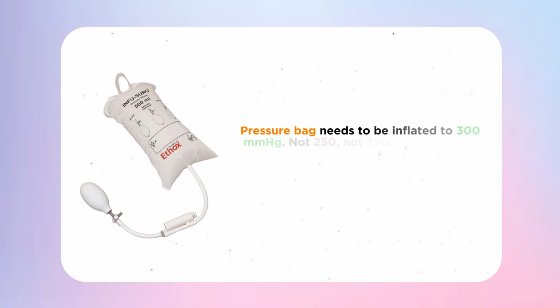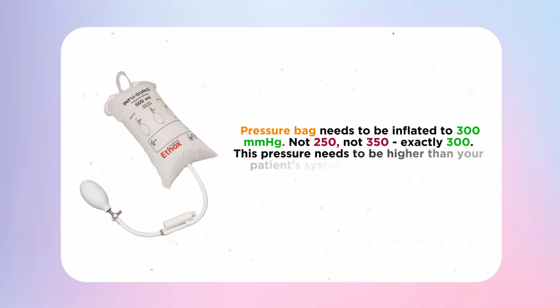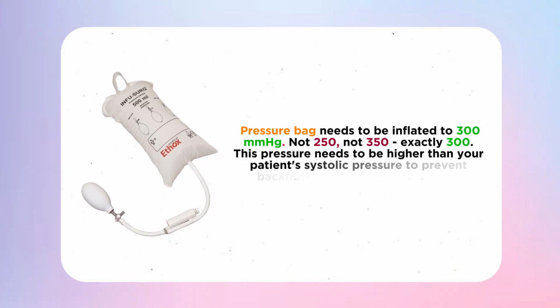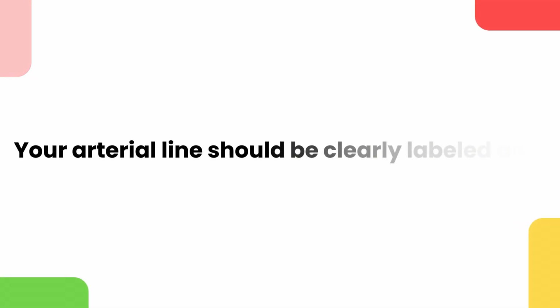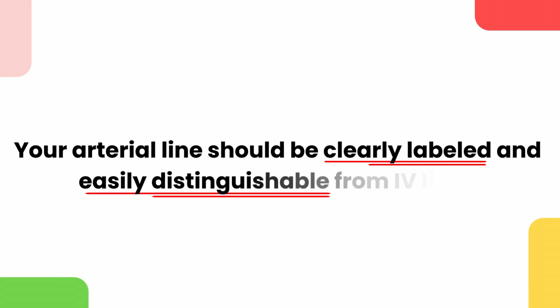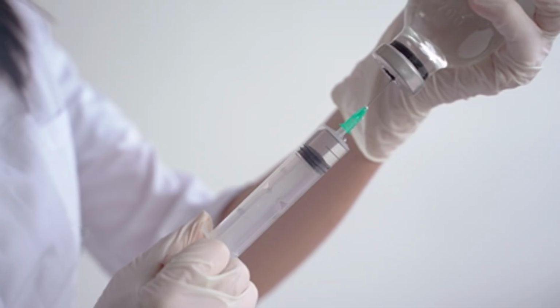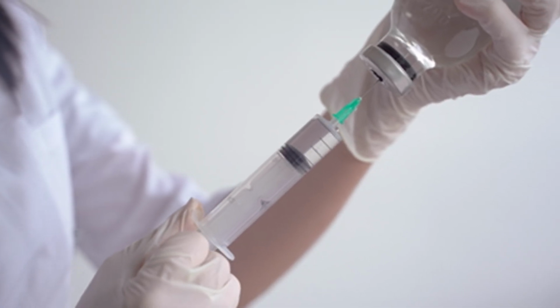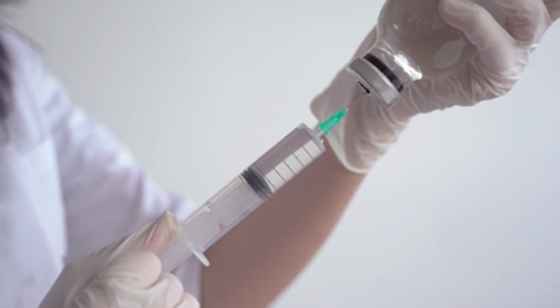Next, your pressure bag needs to be inflated to 300 millimeters of mercury. Not 250, not 350, exactly 300. This pressure needs to be higher than your patient's systolic pressure to prevent backflow of blood into the tubing. Here's something critical. Your arterial lines should be clearly labeled and easily distinguishable from IV lines. I've seen nurses accidentally push medications into arterial lines, and let me tell you, that's a career-ending mistake that can cost your patient their limb or their life.